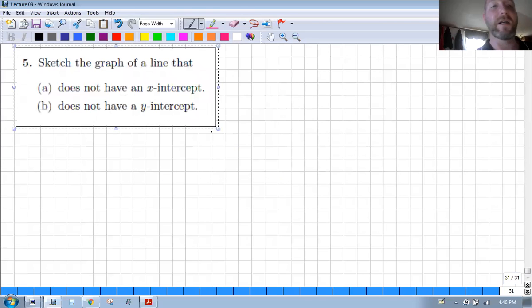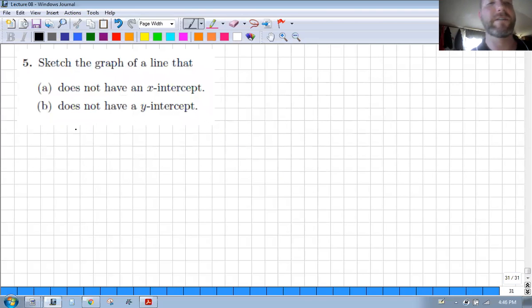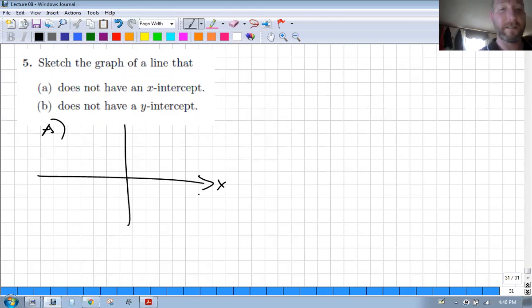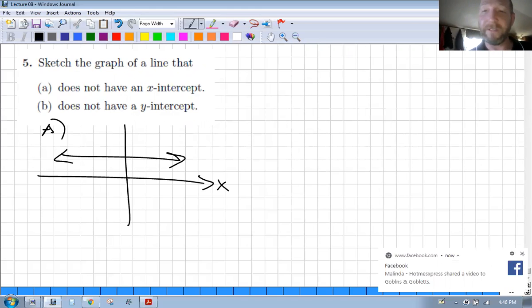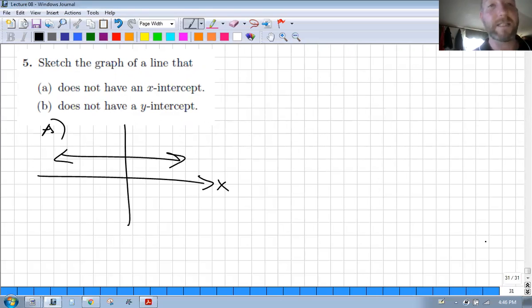Sketch the graph of a line that does not have an x-intercept. Here's our x-axis. How about this line? If it doesn't cross the x-axis, then it's parallel to it. I could call this y equals 2. So the solution to the equation y equals 2 is this line.